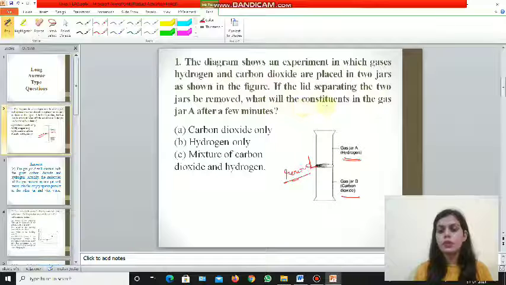If we remove this lid, what will be the constituent of the gas in jar A after a few minutes? Jar A has only hydrogen before removing the lid. The options are: carbon dioxide only, hydrogen only, and a mixture of carbon dioxide and hydrogen.